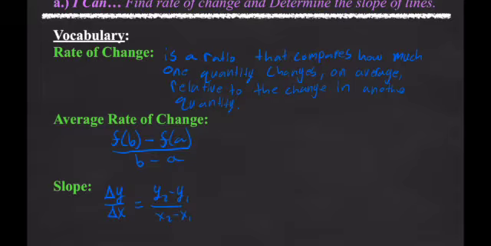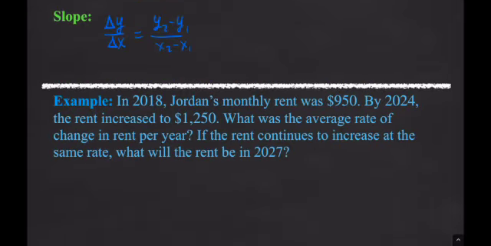The main difference between these things is that the rate of change is a general concept: how fast one thing changes compared to another. Average rate of change is technically slope between 2 points for a function; it does not have to be a line. And slope is, of course, a constant rate of change. It is a straight line. Let's look at an example of this.